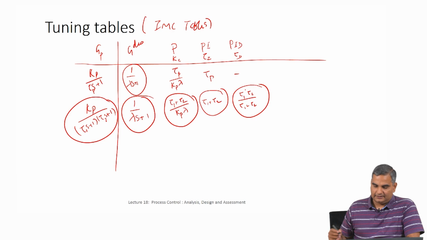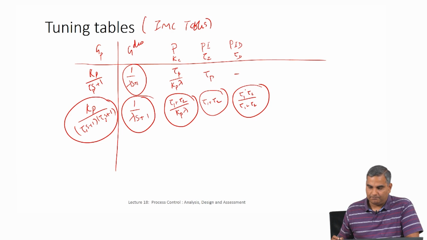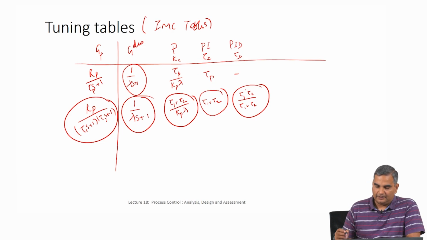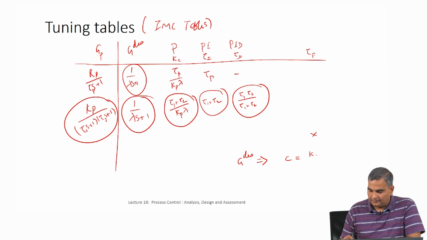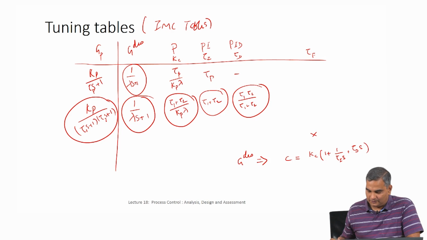Now other than this, you will also notice that there is another thing which they will call a filter, tau f, also in some cases filled up here. So the idea here is, in many cases when you do this G desired, you will not directly get a PID form. What you will get is, based on this G desired tuning, a C, and if the C is of the form Kc times 1 plus 1 over tau I s, the reason why I keep writing this is I want you to get comfortable with this form so that you do not have to commit this to memory.